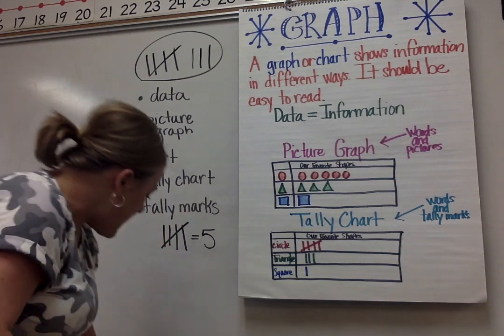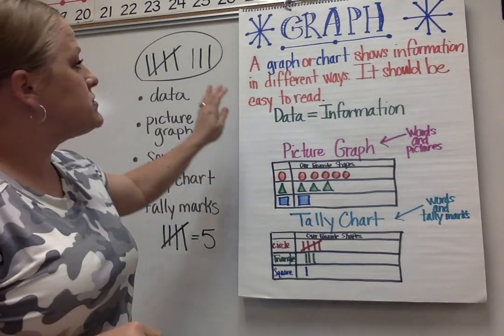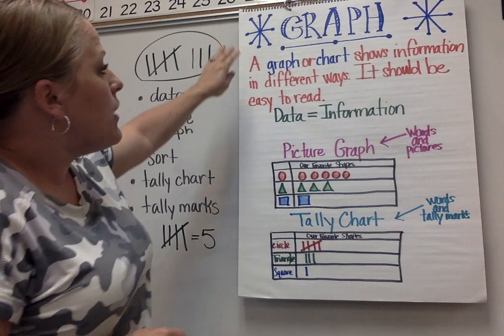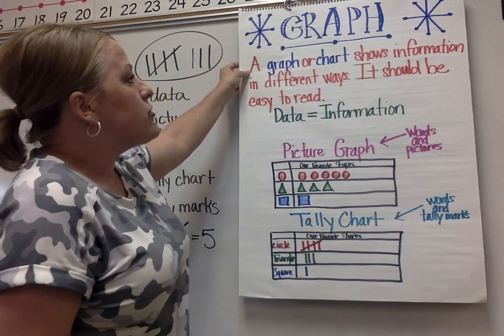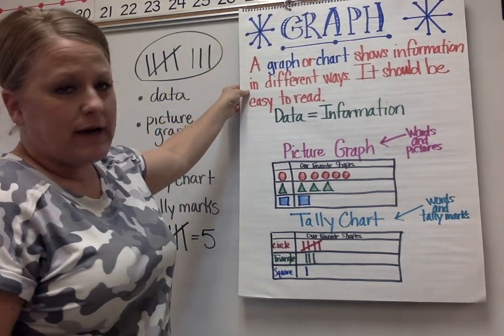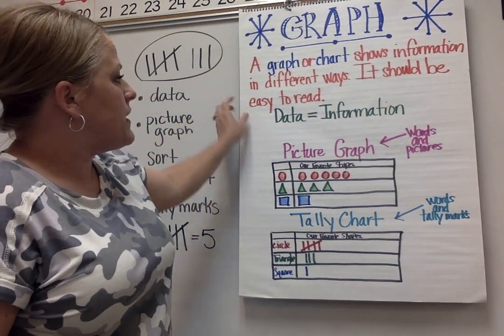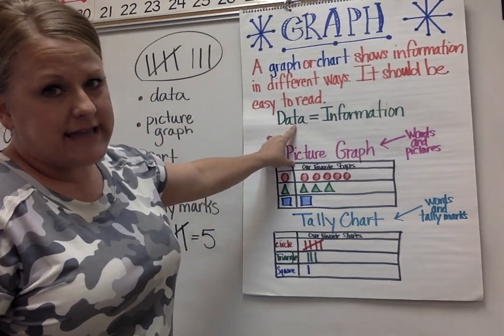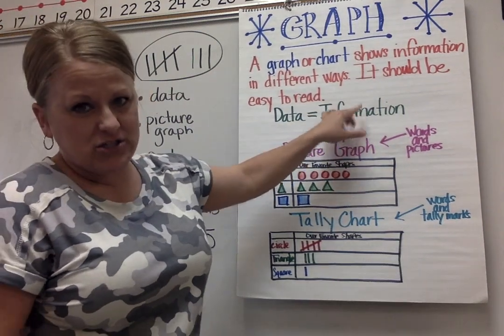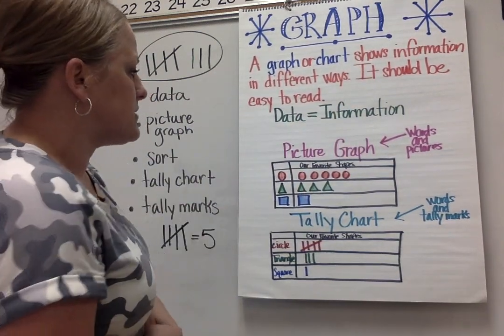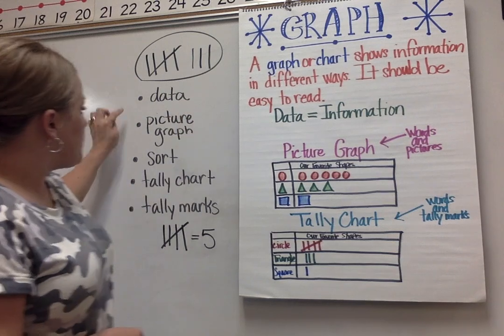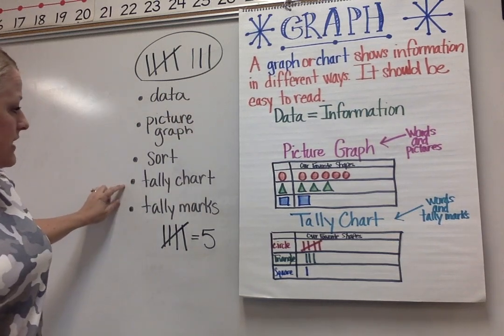My anchor chart here shows the two different ways that I'm talking about. We're talking about graphs. A graph or chart shows information in different ways. It should be easy to read. I have made a note here that data is the same thing as information. That's what you're collecting, information. I've given both ways, the picture graph and the tally chart.